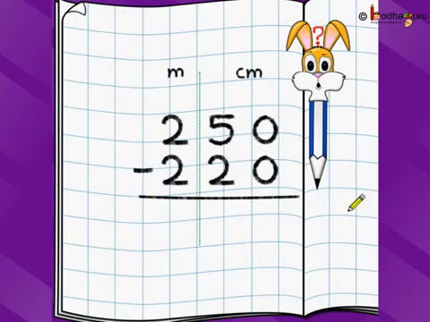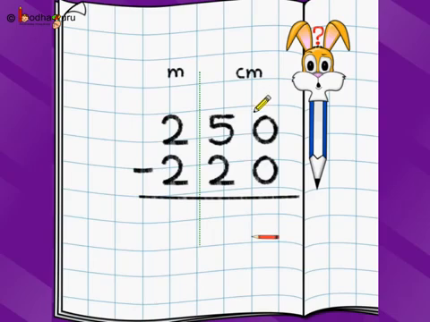Now let's take a problem which has meter as well as centimeter. Let's say we had 2 meter and 50 centimeter, and from that we want to take away, or reduce, or subtract 2 meter 20 centimeter. So we write meter at the top and centimeter next to it and put a dotted line below it, and then we write the number representing meter on the left side, both the numbers one below each other, and the same thing also for the centimeter.